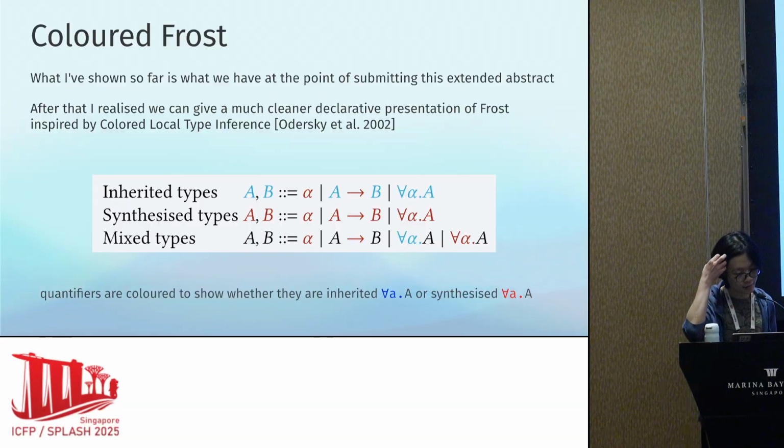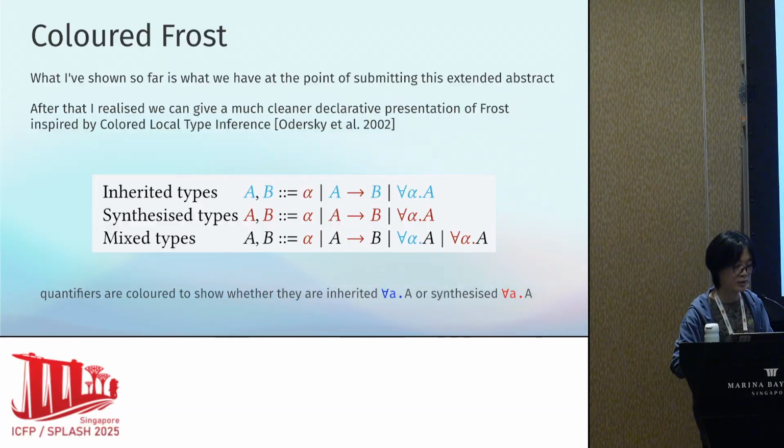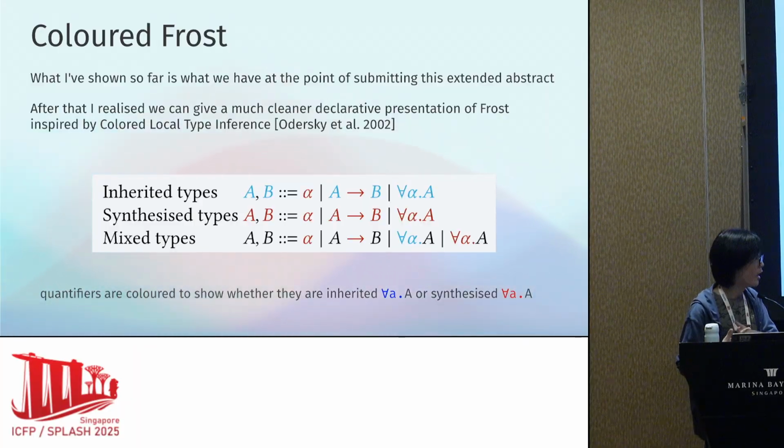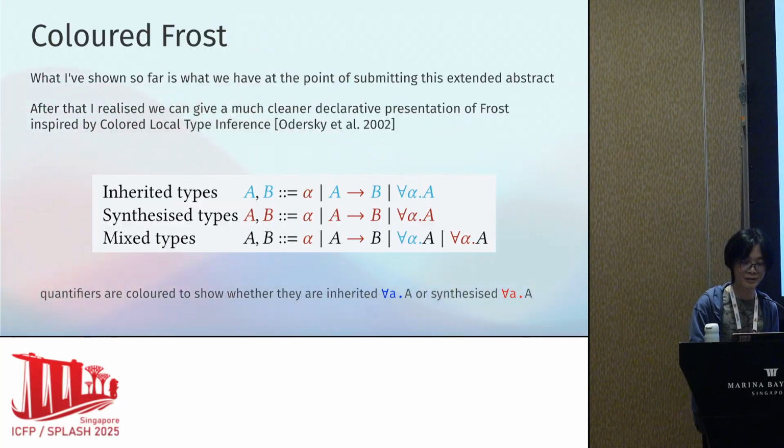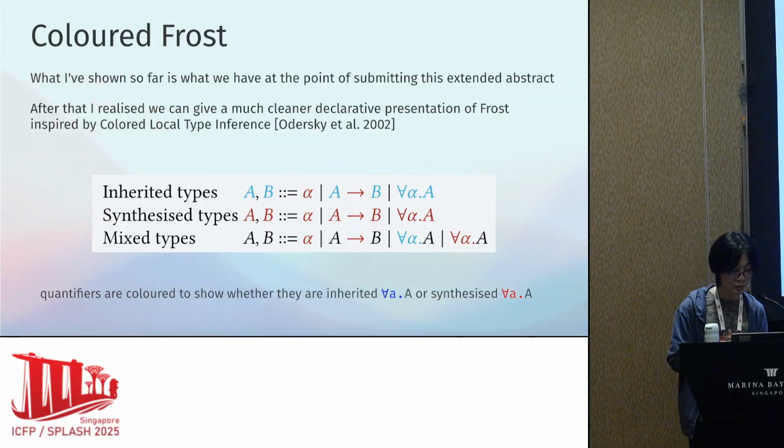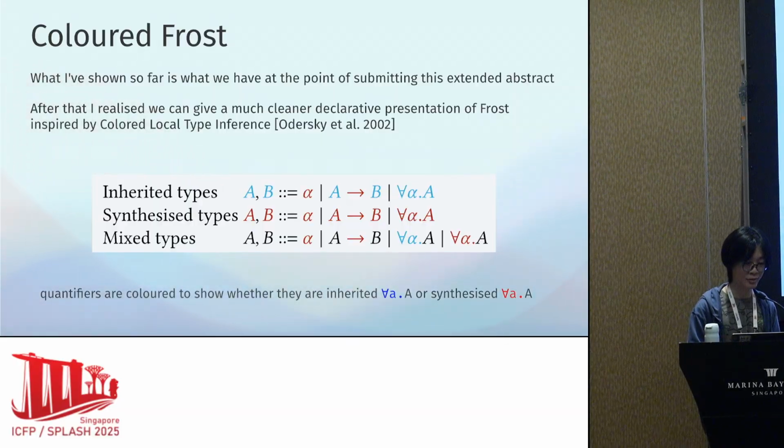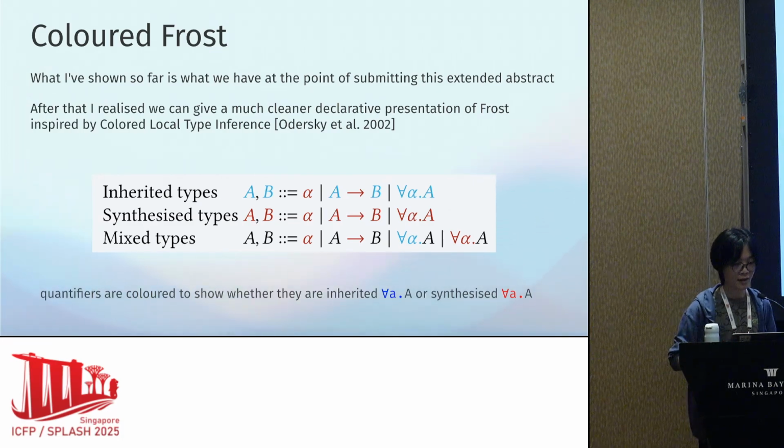Yeah, and so what I have shown so far is what we had at the point of submitting the extended abstract. And after that, I realized that there's some excellent work on colored local type inference 20 years ago, which seems to provide a way to give a much better declarative representation of it.